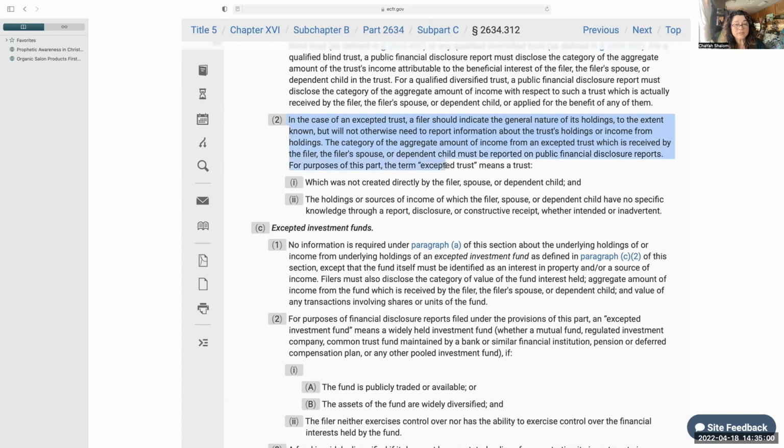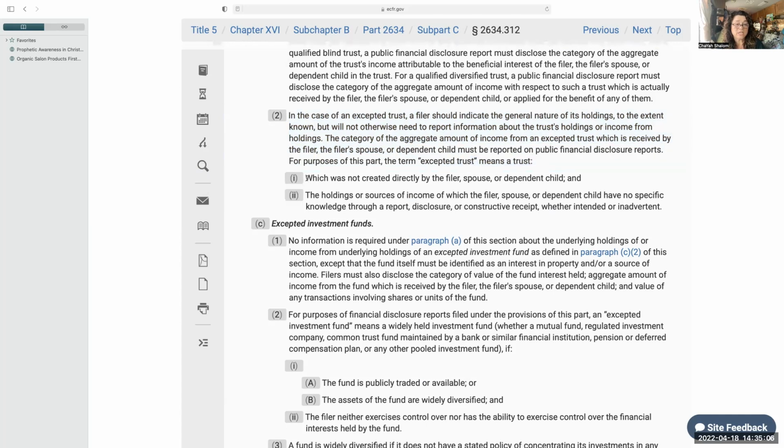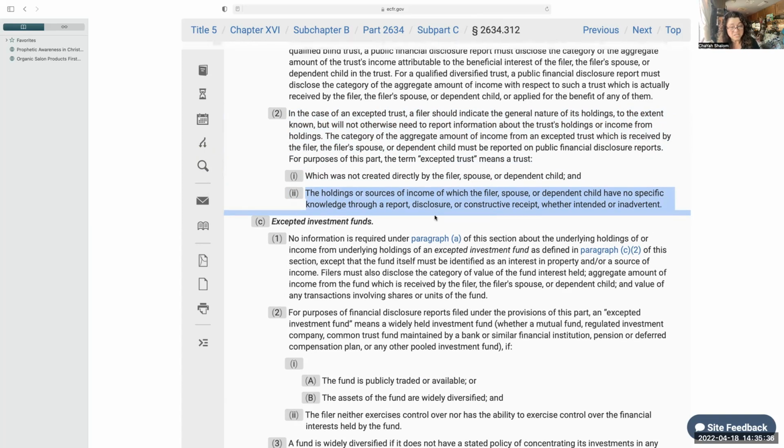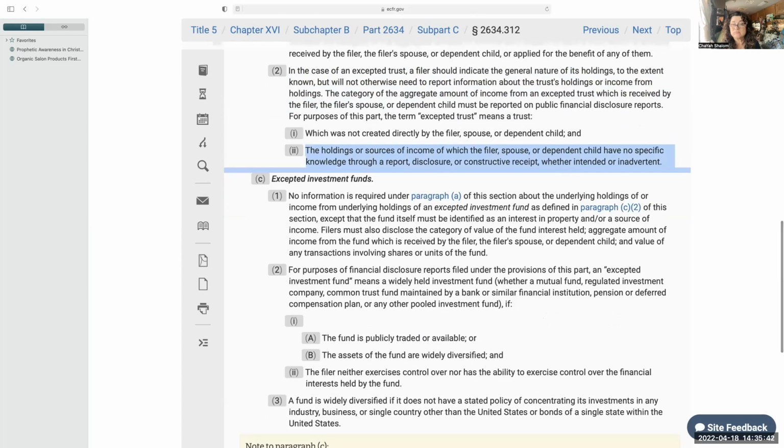For purposes of this part, the term accepted trust means a trust, one, which was not created directly by the filer, spouse, or dependent child, and the holdings or source of income of which the filer, spouse, or dependent child have no specific knowledge through a report, disclosure, or constructive receipt, whether intended or inadvertent. I don't know what that means, but I don't know how much is in the trust that they made for me.